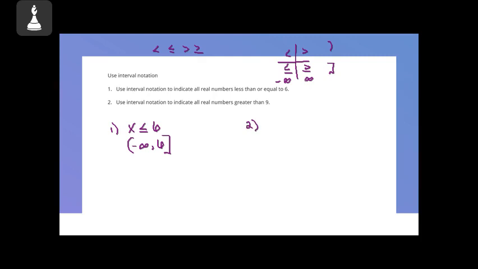Number 2, use interval notation to indicate all real numbers greater than 9. So all real numbers, x, any number greater than 9. So if I find the greater than symbol up here in my table, I have going to positive infinity, and we have a parenthesis. So numbers that are greater than 9. So 9 is the smallest I can be. I cannot include it, so it's going to be a parenthesis. And then I can go up to infinity, which also gets a parenthesis.